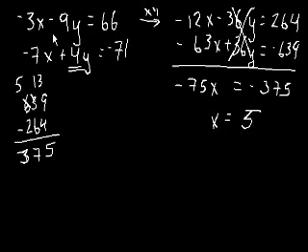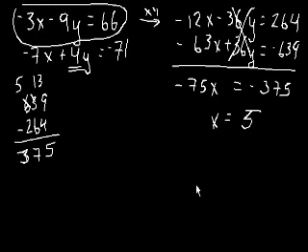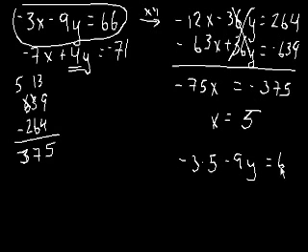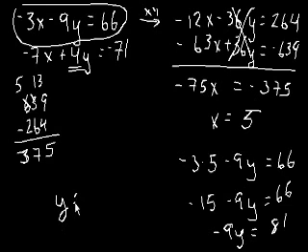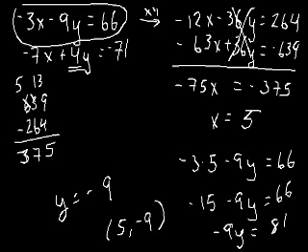So if x is 5, we just substitute back into, let's use this equation. So we get minus 3 times 5 minus 9y is equal to 66. So we get minus 15 minus 9y is equal to 66. Minus 9y is equal to 81. And then we get y is equal to minus 9. So the answer is 5, comma, minus 9. I think you're ready to do some systems of equations now.